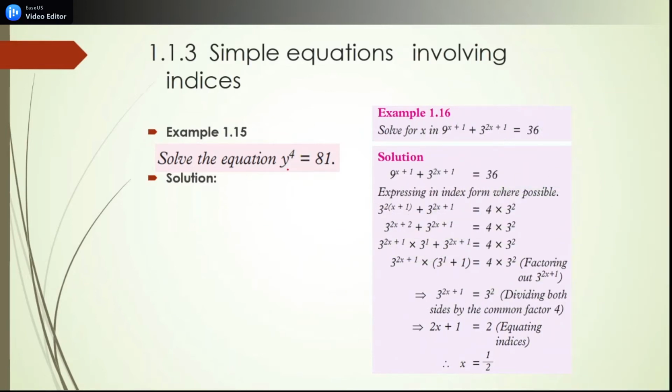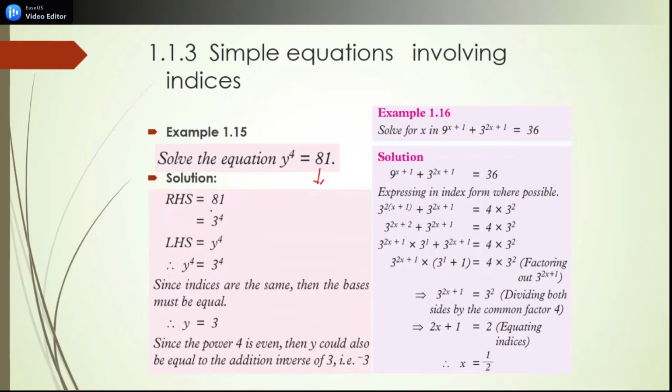You have to solve this equation. y power 4 is equal to 81. You know the value of 81. 81 is equal to 3 power 4. It means if you have similar powers, the bases must also be equal. It means y is equal to 3.